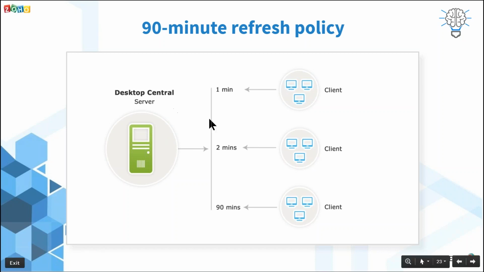For example, in a network of 90 computers, for each minute, one computer will reach out to the Desktop Central Server. And for 900 computers, in a minute, 10 computers will reach the server. For a larger network, like 9,000 machines, 100 machines will reach the Desktop Central Server. Using this feature, we ensure hassle-free communication from agent to server.